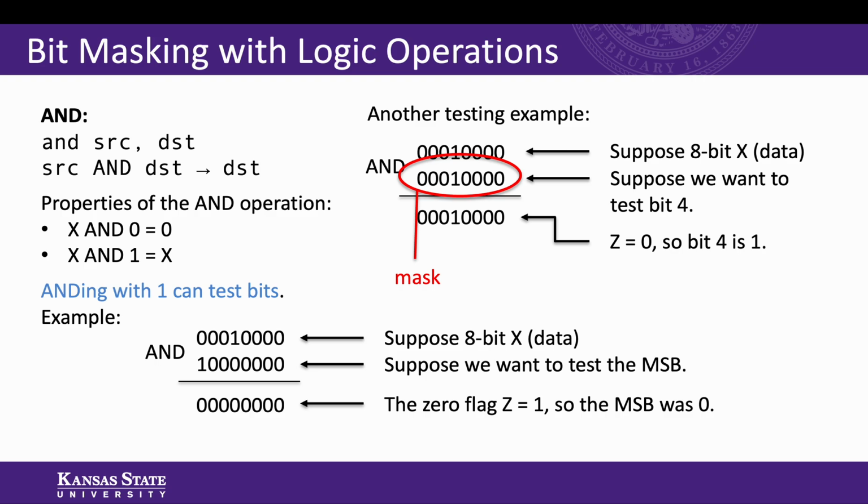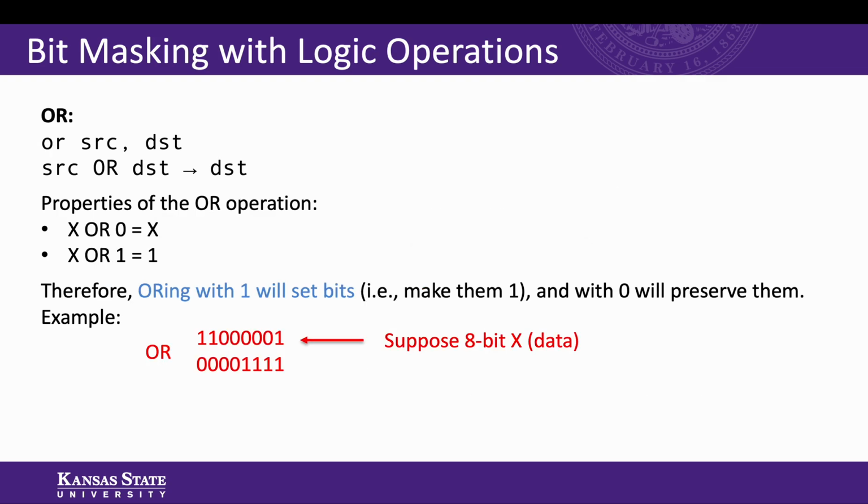So AND can be used to clear bits and to test bits, or OR can similarly be used to set bits, although we'll just talk about AND testing bits. So let's look at how OR can set bits now, as opposed to clearing them with AND.